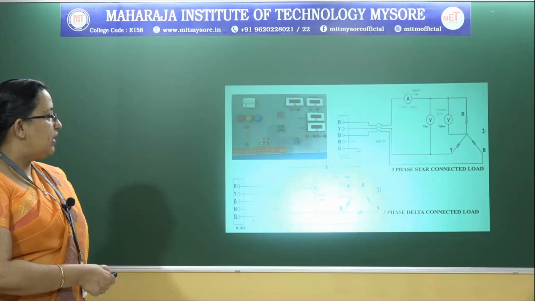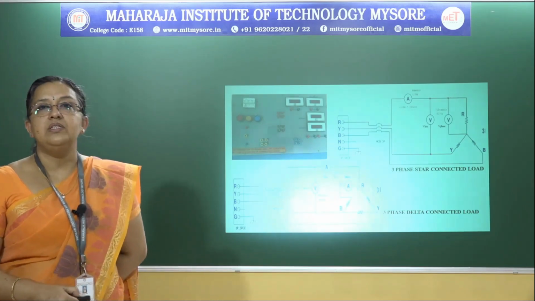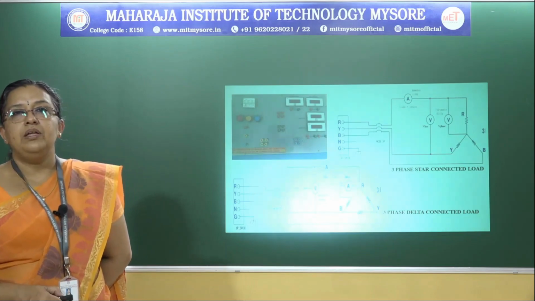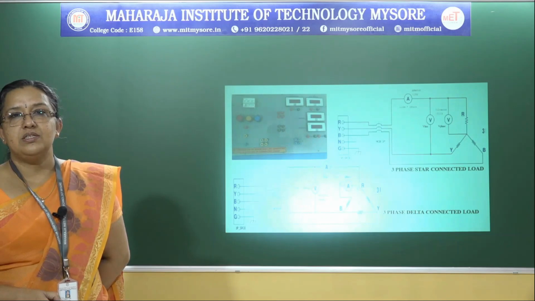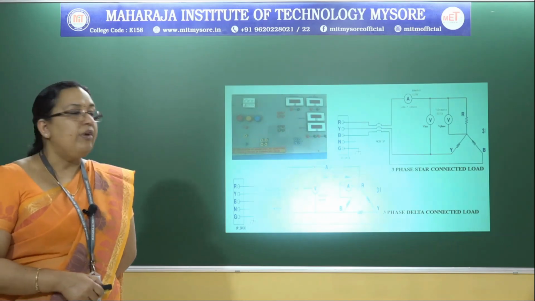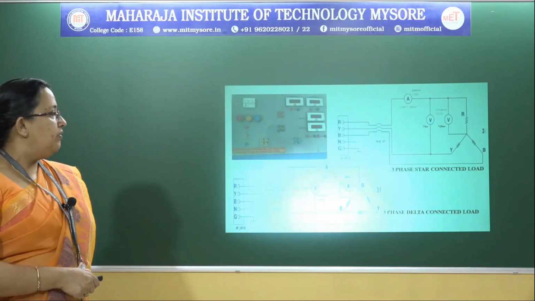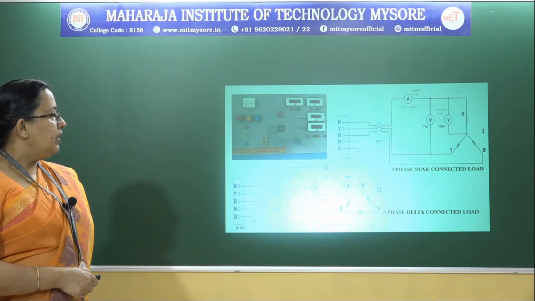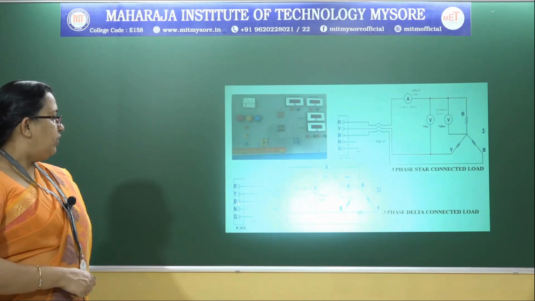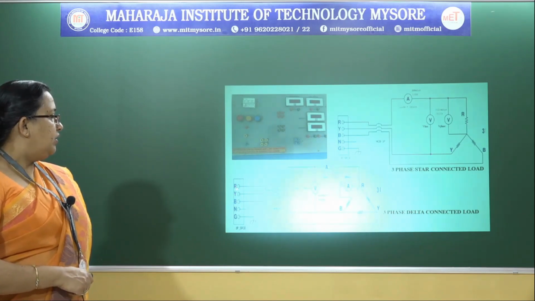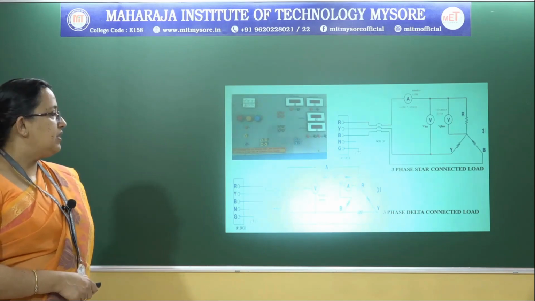So the connection goes like this. Remember, in a delta connected system the phase voltage and the line voltage remain the same. So we require only one voltmeter in the case of a delta connected system. To prove that, you can connect a voltmeter even between R and Y, so that you can see that it remains the same.